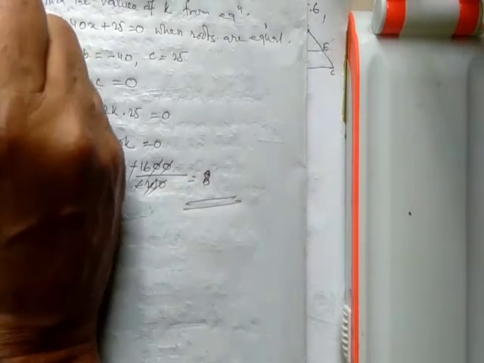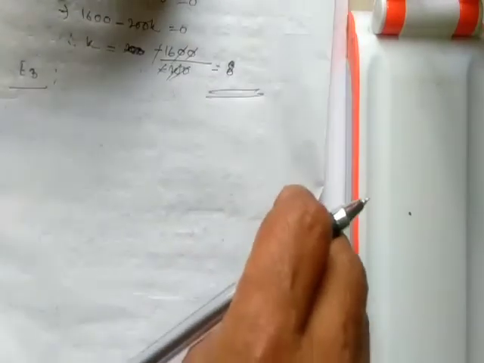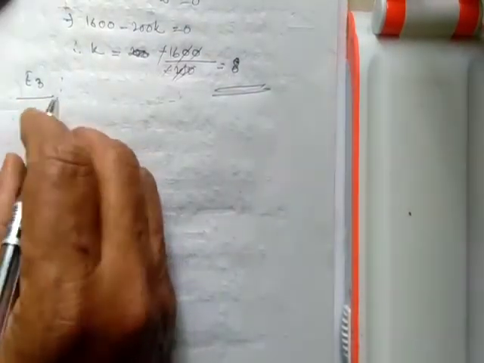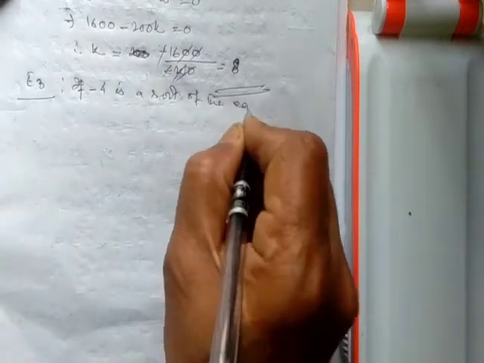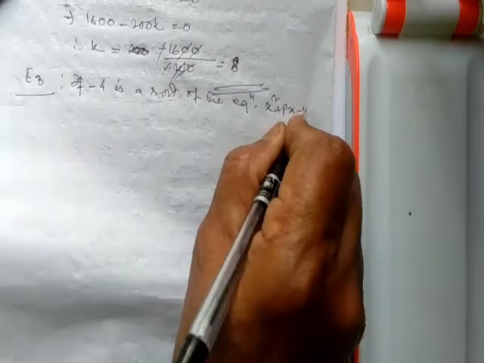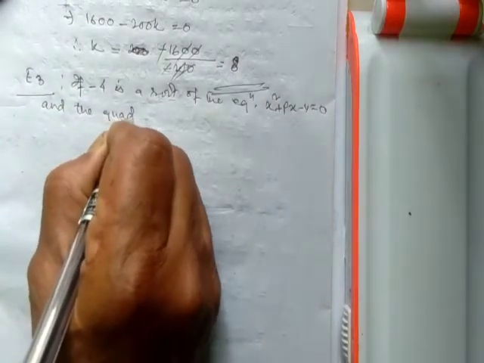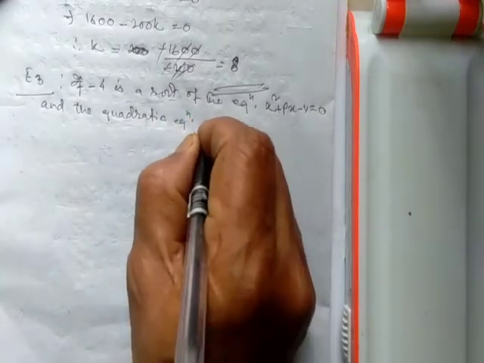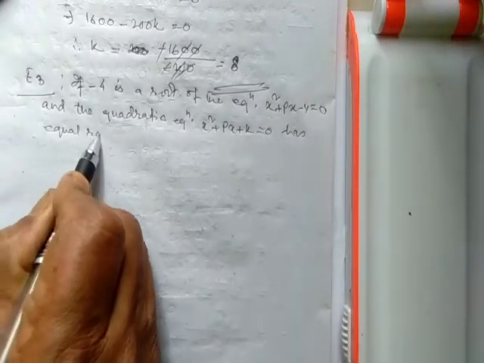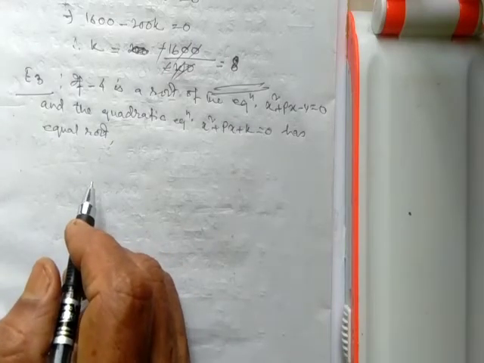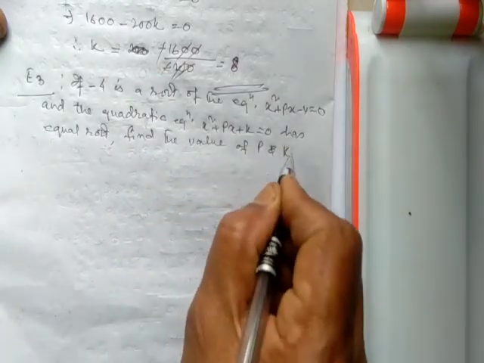Example 3, one more example. If minus 4 is a root of the equation x square plus px minus 4 is equal to 0 and the quadratic equation x square plus px plus k is equal to 0 has equal roots, find the value of p and k.